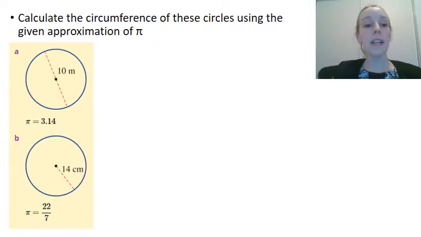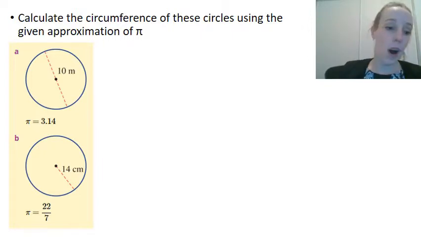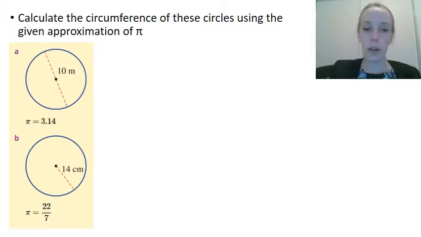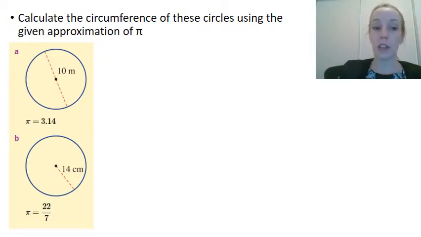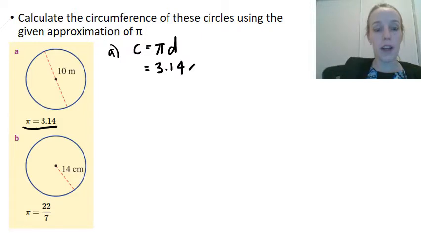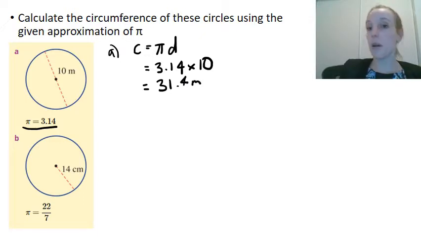Okay, our second one says to calculate the circumference of these circles using the given approximations of pi. So this time we're not going to use our calculator. This time we're not going to use our symbol on our calculator. We're just going to use the values they've given us. So for A, again we have the diameter, so we know our formula is circumference equals pi times the diameter. So we're using this approximation for pi, so we're going to do 3.14 times 10. And that's going to give us 31.4 meters as our answer.